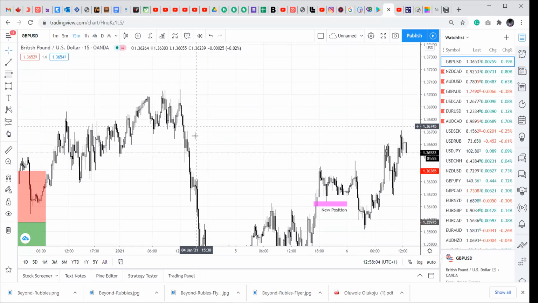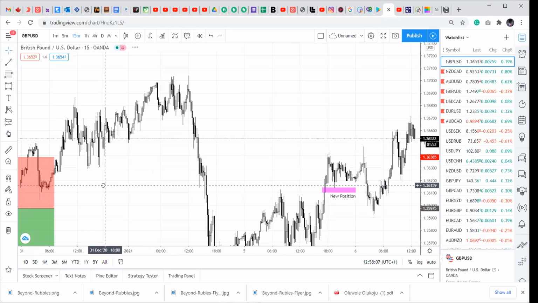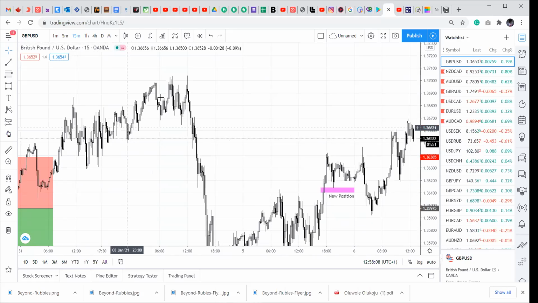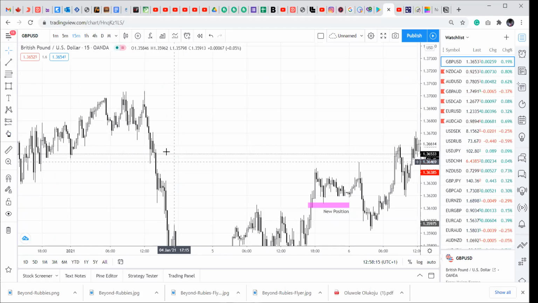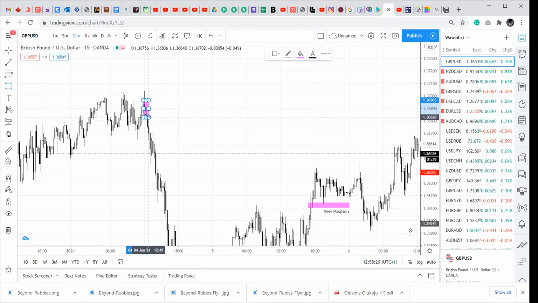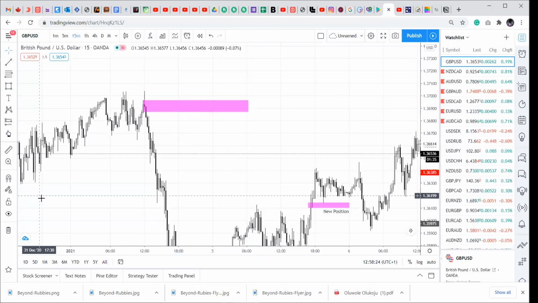Let me show you something. This was going on an uptrend before, but it changed direction, boom, to the downtrend. So if I want to locate the last buy candle, then this will be it. This will be the last buy from here to here. That's the last buy candle.